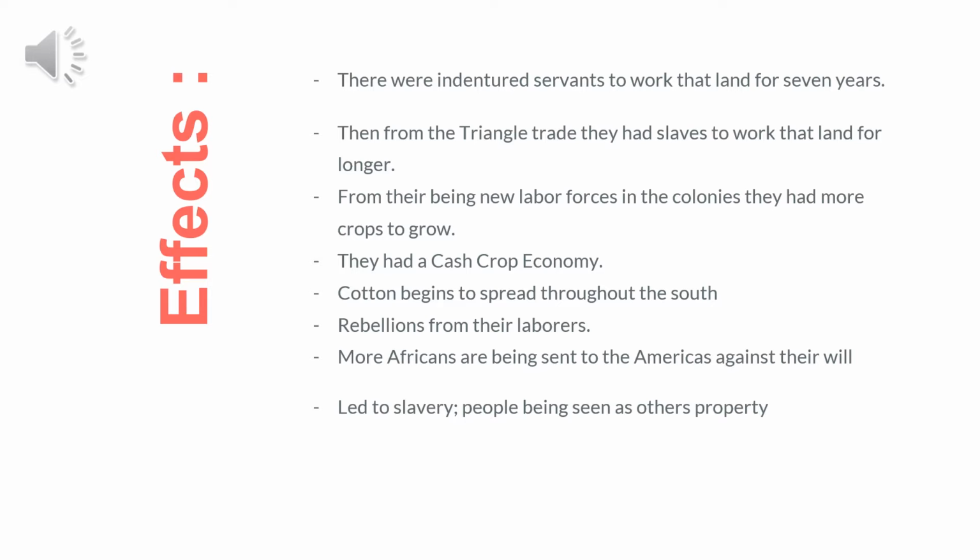Effects of immigration on the workforce. There were indentured servants to work that land for 7 years. Then, from the triangle trade, they had slaves to work that land for longer. From there being new labor forces in the colonies, they had more crops to grow. They had a cash crop economy. Cotton began to spread throughout the South.